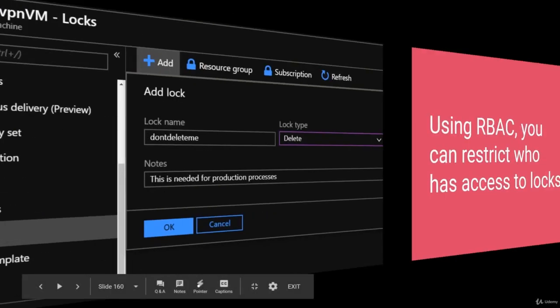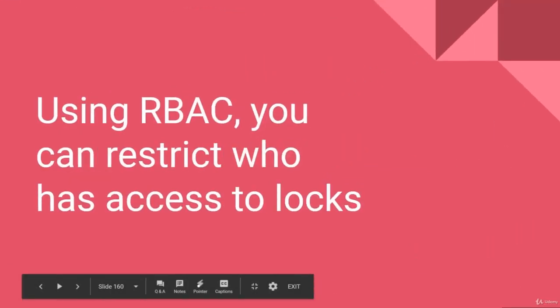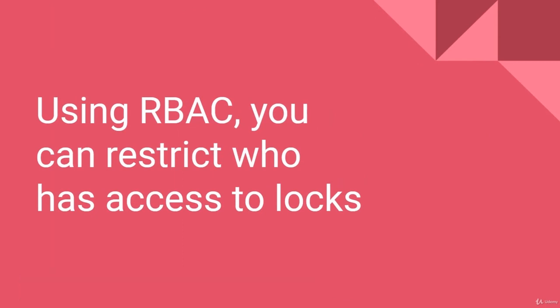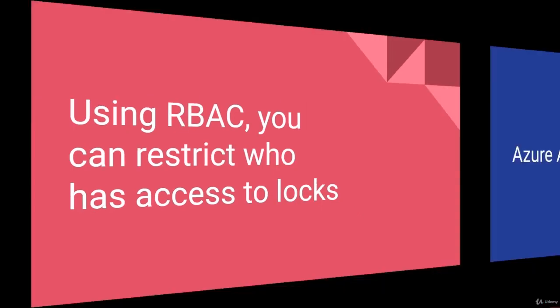The other cool thing, because of RBAC, is that you can restrict who has access to the locks. So there's a lock policy. And so you can say, well, I don't mind that you delete resources, but I don't want you to delete locks. And so if a resource is locked, even a person who has access to deleting resources cannot delete it because the locks are in place. Okay, this is another way of locking down your resources, giving people permissions to do things, but then you can also restrict them for certain things.